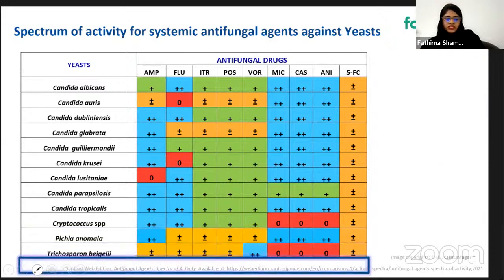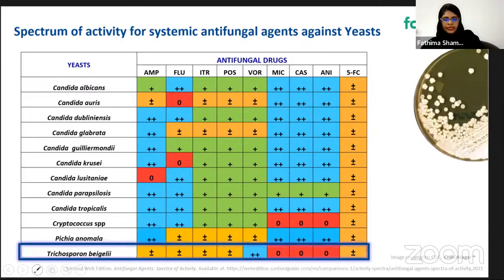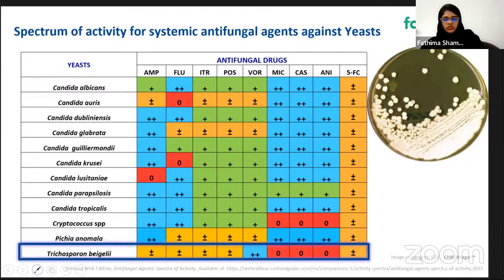Next, we have Trichosporon beigelii. Now, this is known to cause trichosporonosis, including severe pneumonia and meningitis. They are intrinsically resistant to echinocandins, and they have variable susceptibility towards amphotericin B and other triazoles, but you can see they have activity towards voriconazole.